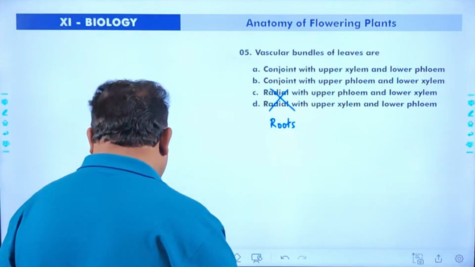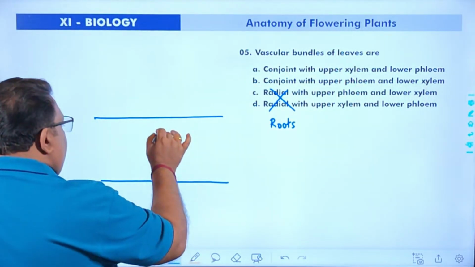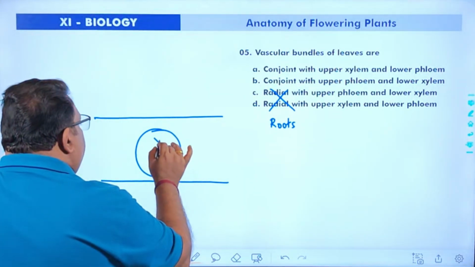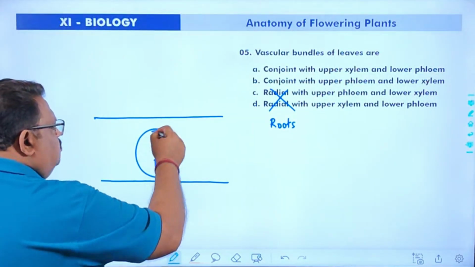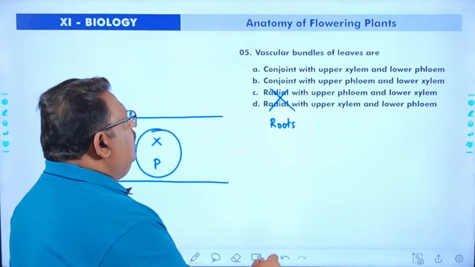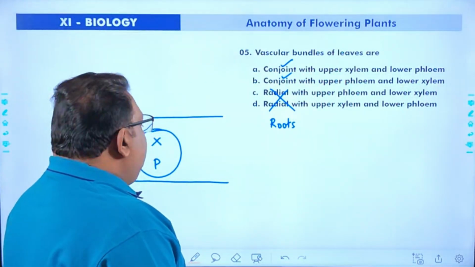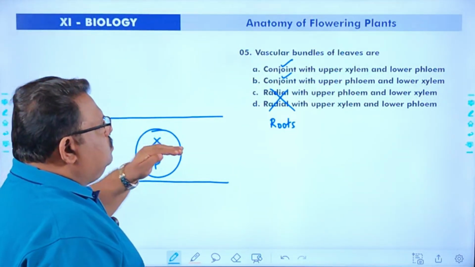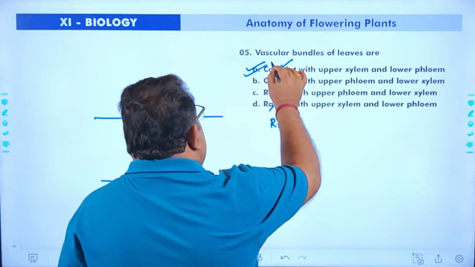So in the case of leaf, whether it is a dicot leaf or monocot leaf, this is a vascular bundle. Here, the upper part is having xylem, the lower part is having phloem. Since both kinds of vascular tissues are present inside the same bundle, the bundle is called conjoined. But here the upper part is occupied by xylem, lower part is occupied by phloem. So conjoined with upper xylem and lower phloem is the right statement.